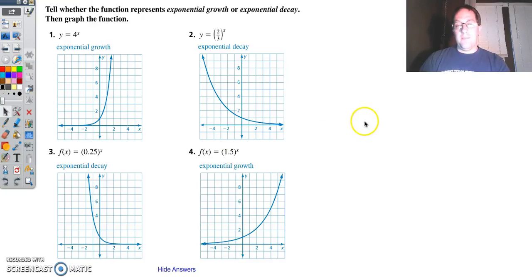And that is basically it for the graphs. This is just a nice introduction. It lets you see the difference between exponential growth and exponential decay.